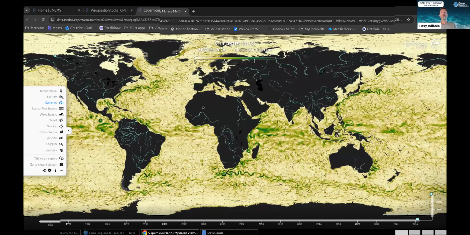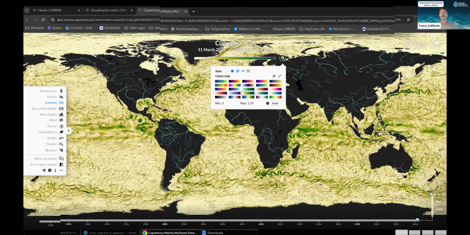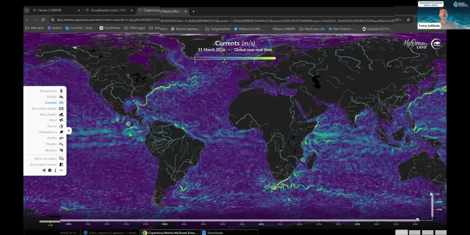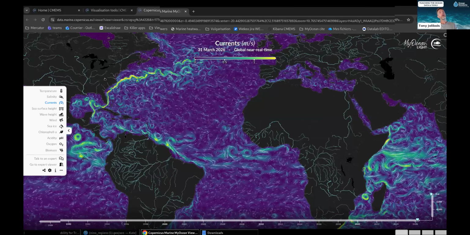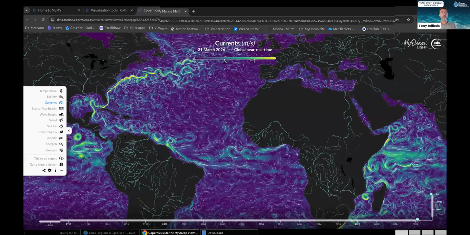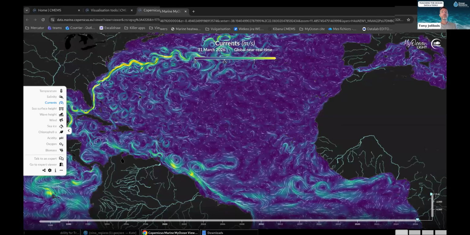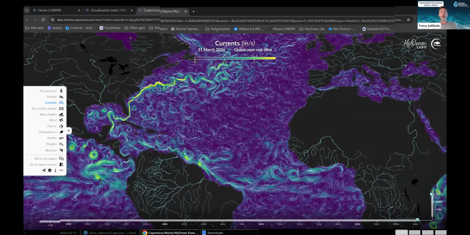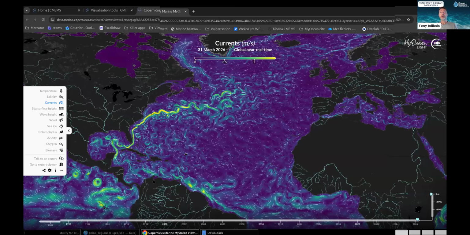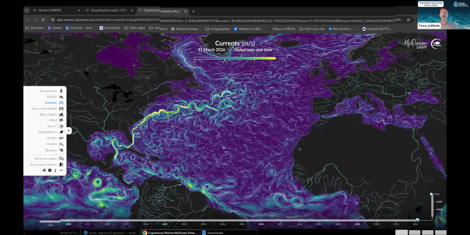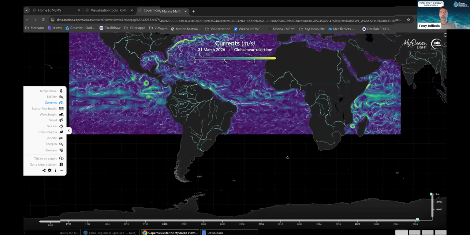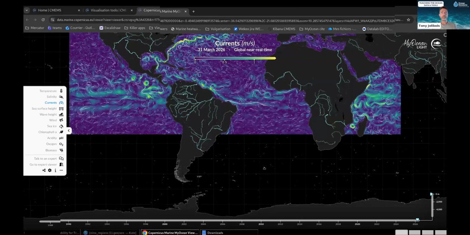The current. Oh, let me customize a bit the color palette. I prefer that one for the current. So for the current, you see with the color the intensity of the seawater velocity, and with the streamlines, you see the direction. So here, clearly for beginners, we see the ocean gyres clockwise in the north hemisphere and anti-clockwise in the southern hemisphere.